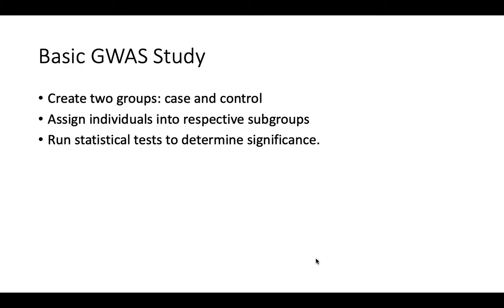Once you assign individuals into their subgroups, statistical analyses need to be run to determine the significance of that particular gene variant. The statistics essentially asks, is there a mathematical reason for us to believe that this gene variant contributes significantly to the disease?